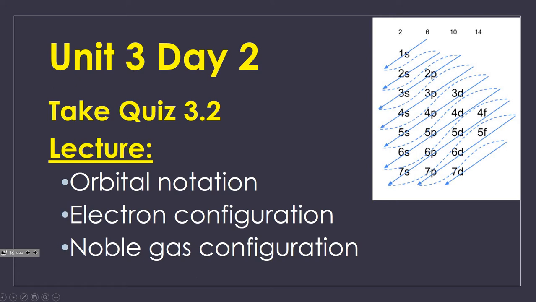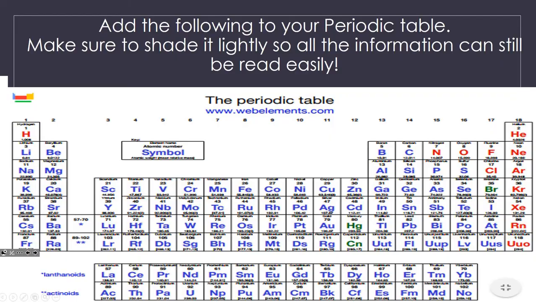If I say outline something, what does outline mean? Go around the outside, right? If I say shade something, what does that mean? Color it in lightly, okay? Don't color it in heavy because we're going to want to be able to see what's underneath. So we're going to work with your periodic table first. Get your periodic table out in front of you. We are going to be working with colored pencils to start with. I will let you know when we move to crayons.